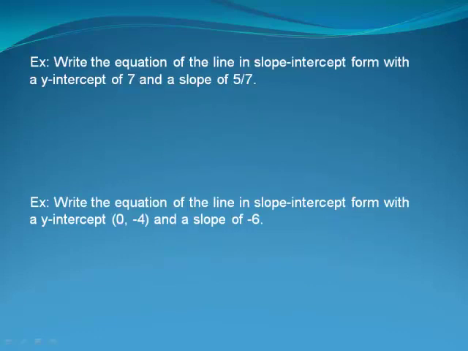Okay, so let's do this problem. Write the equation of a line in slope-intercept form with a y-intercept of 7 and a slope of 5/7. Okay, so now this is kind of reverse of what we just did. You have to know that slope-intercept form is y equals mx plus b.